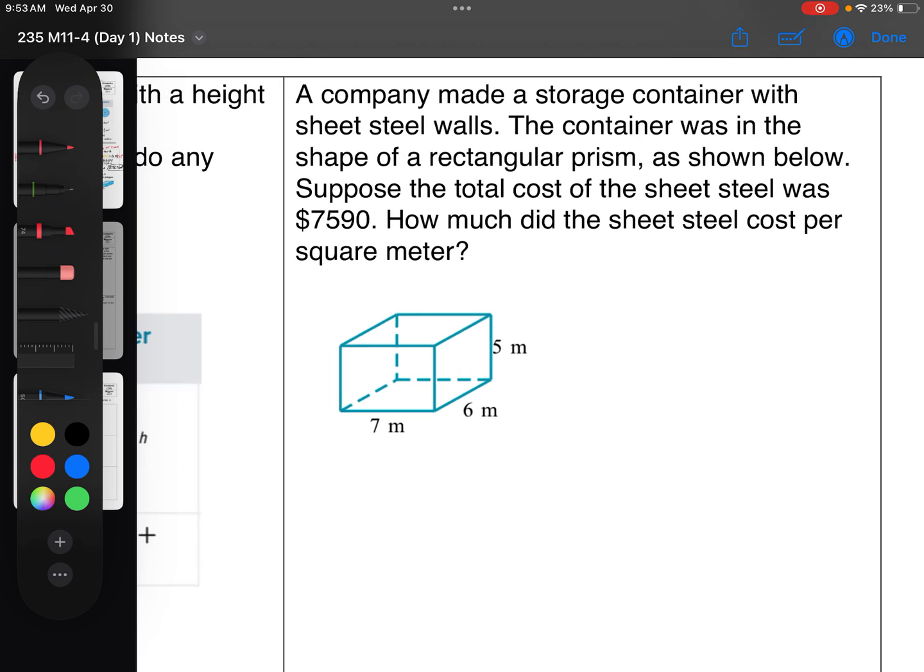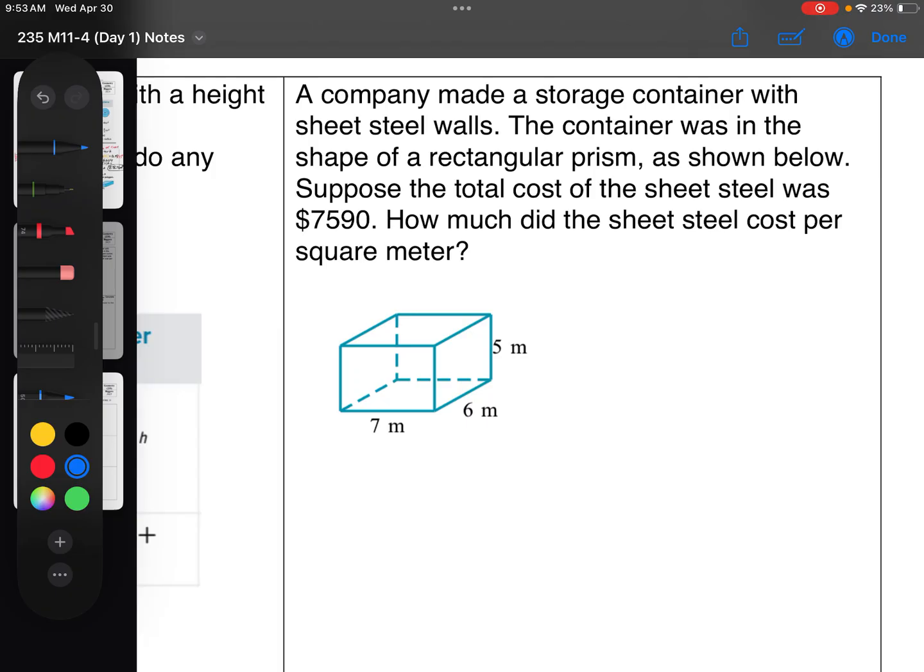A company made a storage container with sheet steel walls. The container was shown in the shape of a rectangular prism, as shown below. Suppose the total cost of the sheet was $7,590. How much did the sheet cost per square meter? So first things first, we have to figure out what the surface area of the figure is.